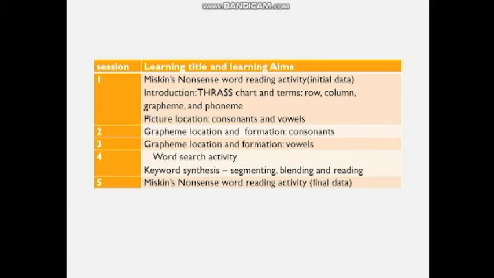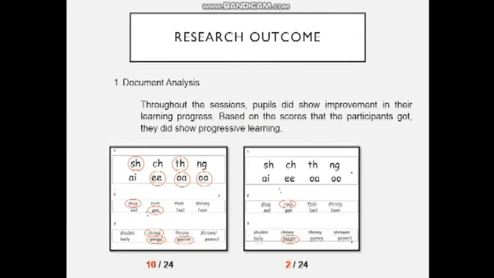For the fourth session, we have word search activity and keyword synthesis, segmenting, blending, and reading activities. And the fifth session, we will give them the same worksheet again, the Miskin nonsense word reading activity. This is for the final data. So this is the research outcome.